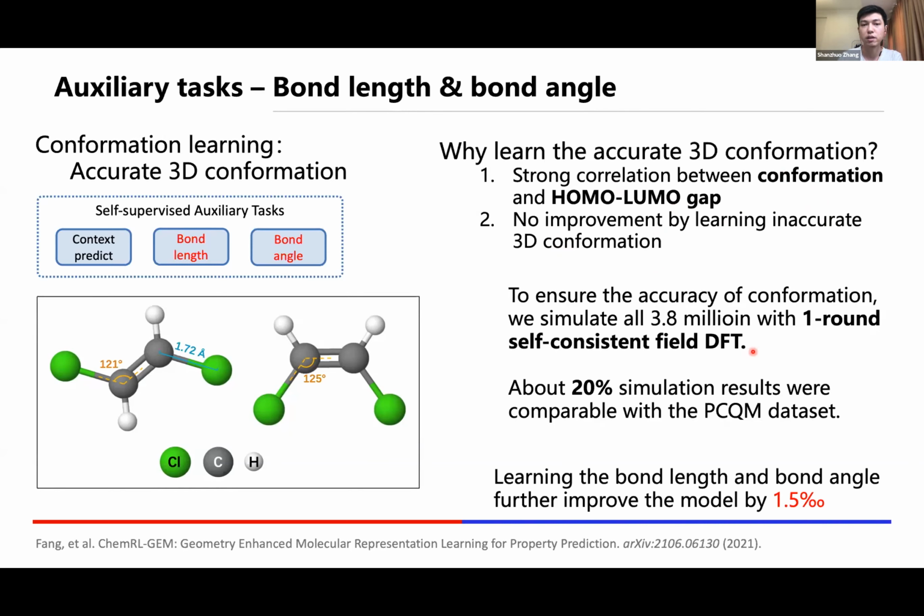To ensure the accuracy of conformation, we simulated all the 3.8 million molecules with just one round of self-consistent field DFT. We cannot do more because it will cost too much CPU time. And we just filtered about 20% of simulation results, which were comparable with the PCQM dataset itself. Finally, we found that learning the bond length and bond angle improved the model by 1.5 in 1,000 based on the other techniques. So this is an extra improvement.